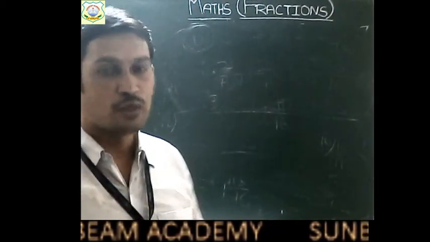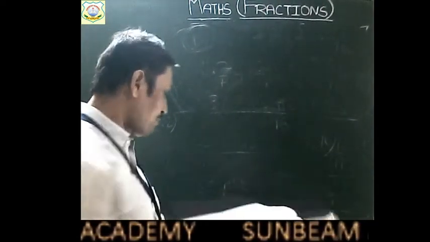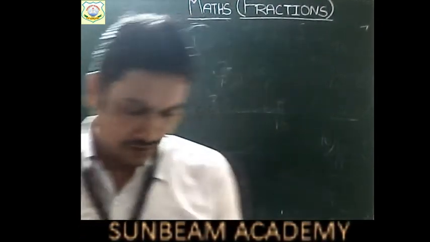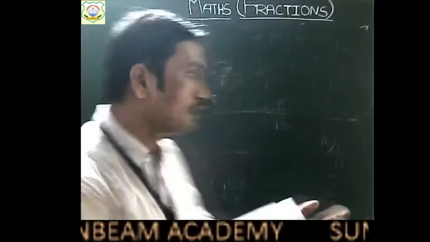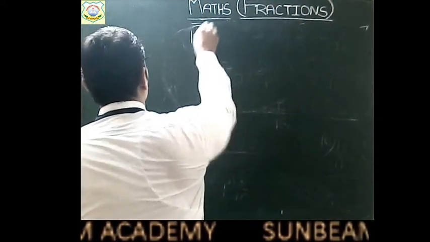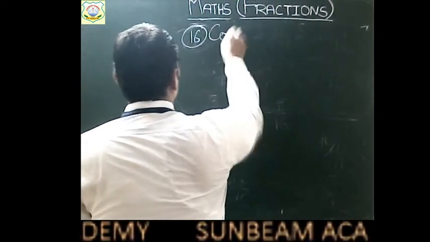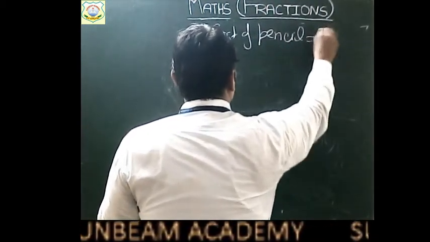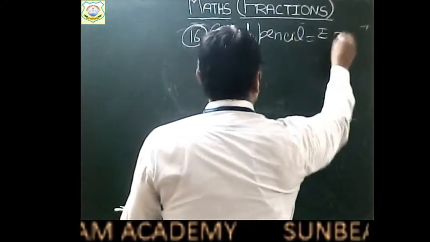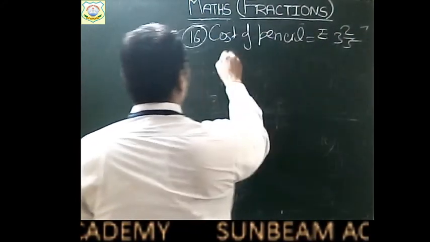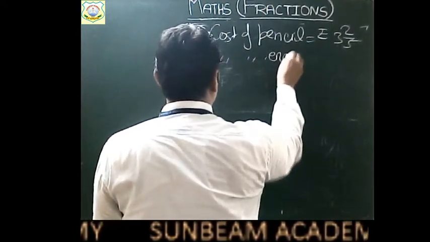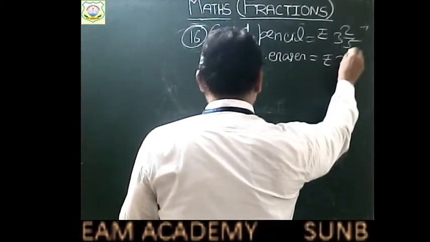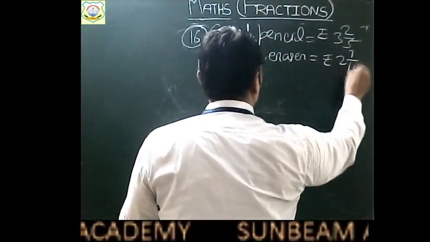So the question is: Rohit bought a pencil for rupees 3 whole 2 by 5, right? And an eraser for 2 whole 7 by 10. So children, in question number 16, the cost of the pencil is given. What is the cost of the pencil, children? It is rupees 3 whole 2 by 5, and the cost of the eraser is rupees 2 whole 7 by 10.